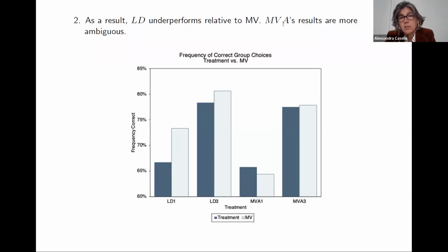And abstention results are more ambiguous. So these are frequency of correct group choices. And the treatment is in blue. So this is LD1, for example. And this is majority voting. And again, for the others. So you see here that the experimental data with liquid democracy show a frequency of correct decision that is inferior to the frequency under majority voting, whereas relative to abstention, things are much more comparable.